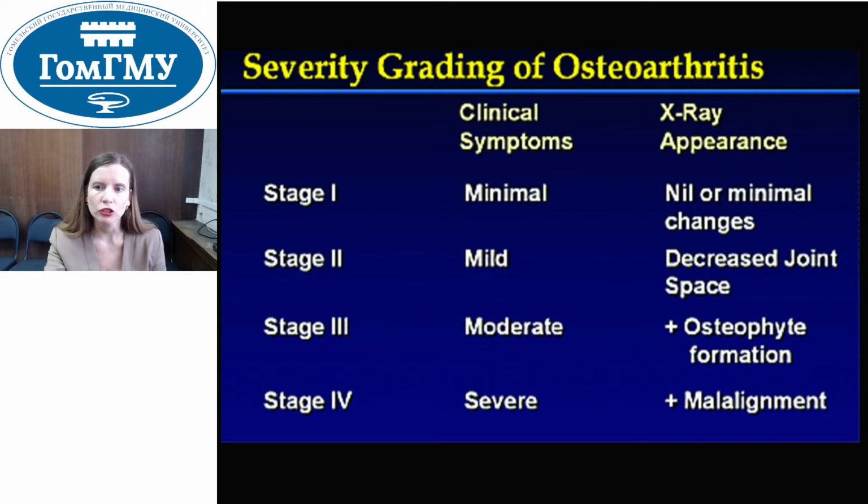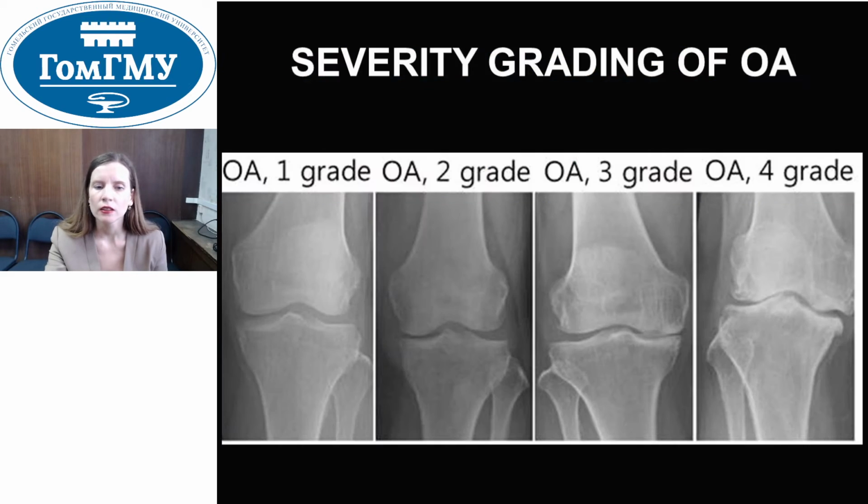Stage 1, minimal changes. Stage 2, decreased joint space plus single osteophytes. Stage 3, moderate osteophytes formation, very visible. And stage 4, we have severe changes and deformity of joints. Here picture about X-ray changes in different steps of osteoarthritis.